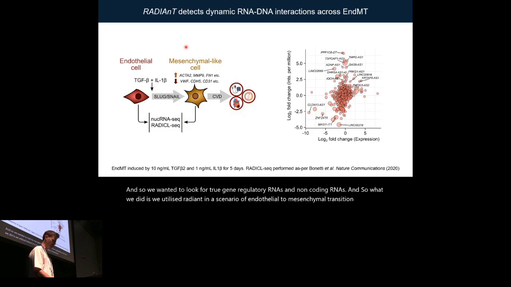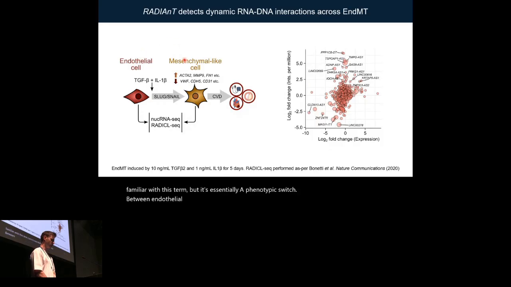And you'll have to forgive me because I come from the cardiovascular field, but you may not be familiar with this term. It's essentially a phenotypic switch between endothelial cells into a more mesenchymal-like cell, which proliferates more and is a bit more inflammatory. This is a phenotypic switch that we see in several cardiovascular diseases like atherosclerosis or myocardial infarction. And you can reproduce this switch experimentally quite nicely. And it gives us this really nice dynamic process to study things like RNA-DNA interactions in.